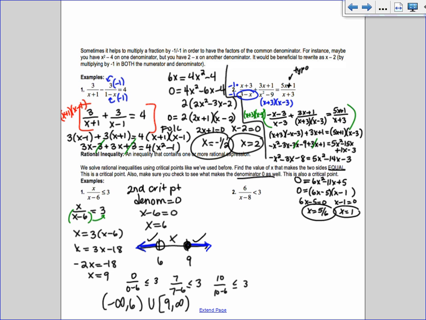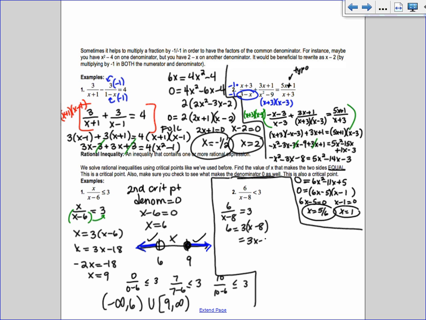Okay, same thing on the next one. Okay, so I first set it equal. I multiply over, so I get 3x. 3 times x minus 8 is 3x minus 24. I add the 24 over, so I get 30 equals 3x. So x is 10. That's my first critical value. What's my other critical value? Yeah, I need my denominator equal to 0, so I have x minus 8 equals 0. So I get x equals 8.